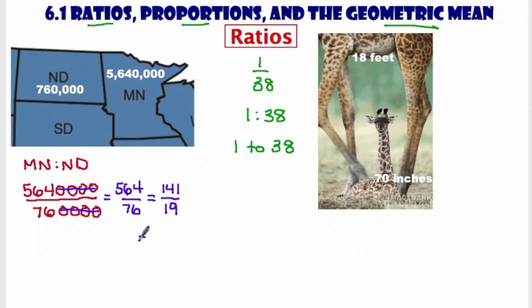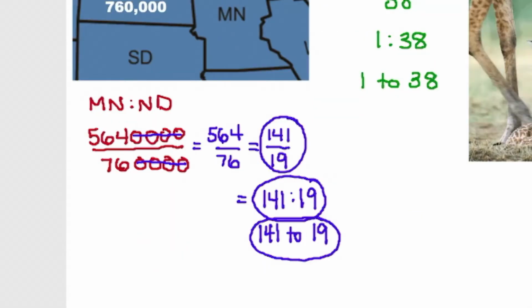I could write that as 141 to 19, or 141:19, or 141/19. Now I was just curious, so I actually typed in 141 divided by 19, and that comes out to 7.42. So some people might even write this ratio as 7.42 to 1, which is kind of nice because then you can say for every 7.42 Minnesota residents, there is 1 North Dakota resident. But when they ask you to simplify a ratio, they're just looking for you to reduce that fraction.